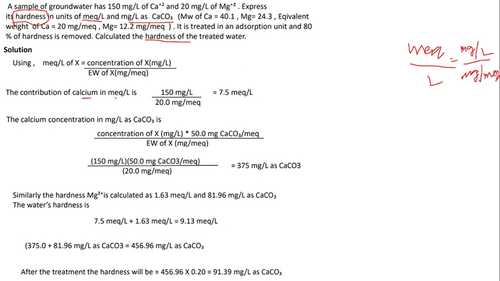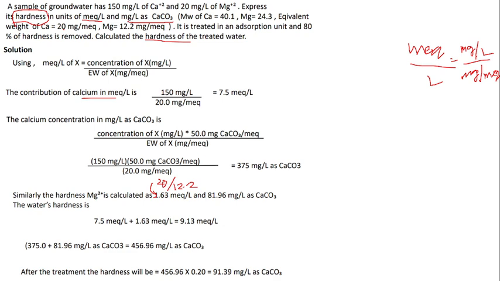For the case of calcium, the concentration is 150 and the equivalent weight is 20. 40 is the molecular weight. So 150 divided by 20 is 7.5. In the case of magnesium, the concentration is 20, so we divide 20 by the equivalent weight of 12.2. 20 divided by 12.2 is 1.63 milli equivalent per liter. So the first part is over. Hardness is found in the unit of milli equivalent per liter.